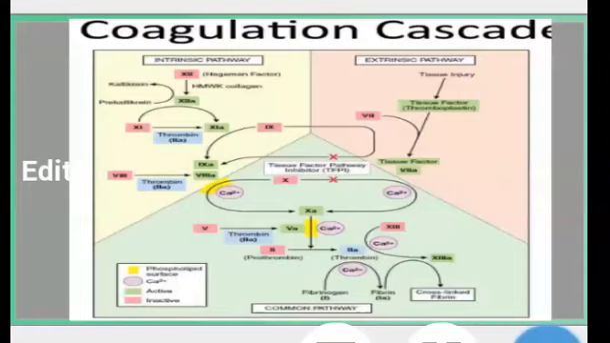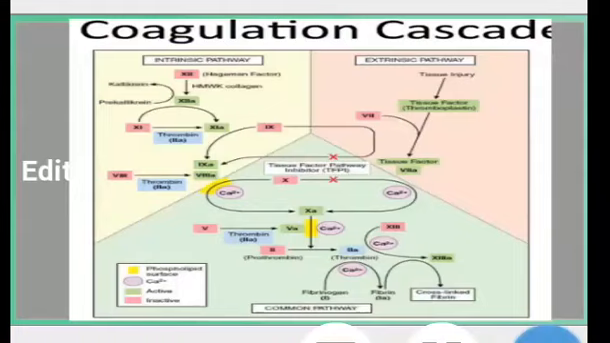Along with activated factor 9, in the presence of calcium ion, factor 10 is converted into activated factor 10, and this activated factor 10, in the presence of calcium ion, activates prothrombin activator. This prothrombin activator again acts on prothrombin, and the prothrombin is converted into thrombin. This thrombin converts fibrinogen into fibrin monomers.